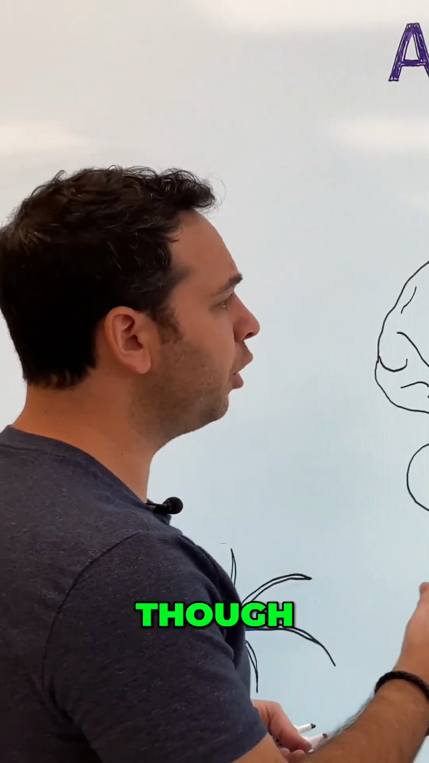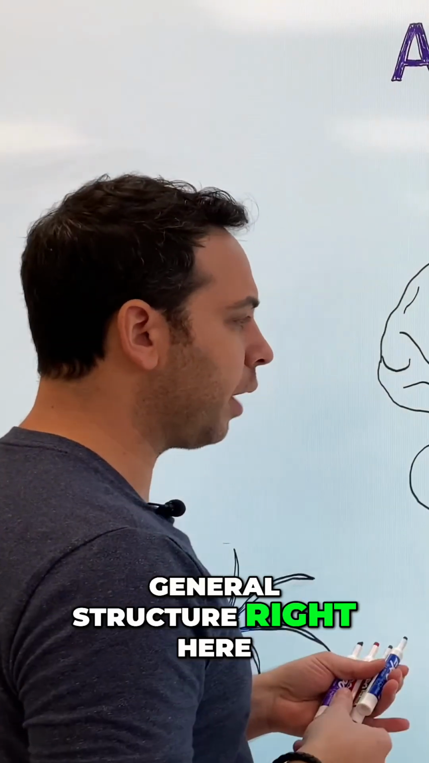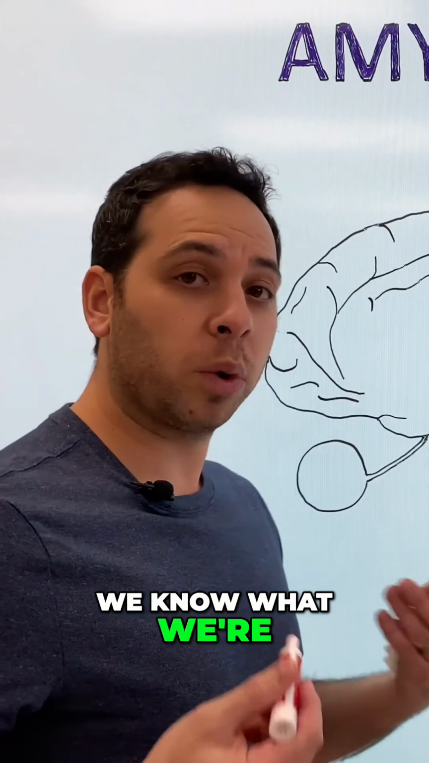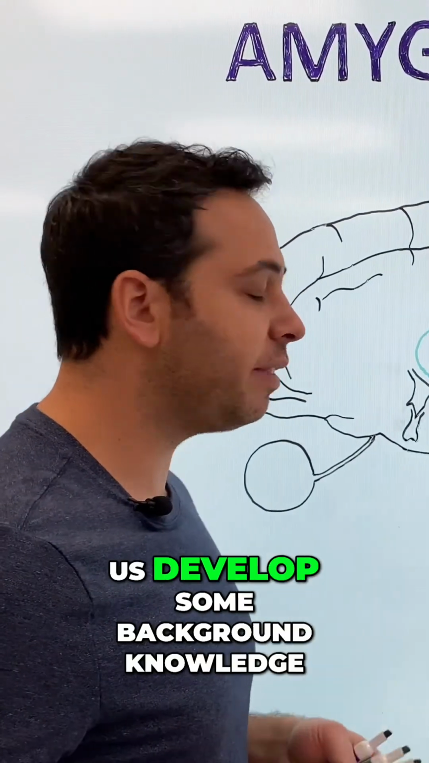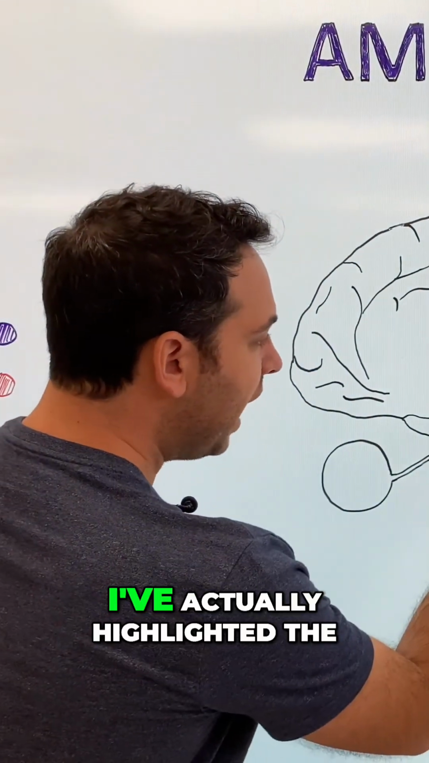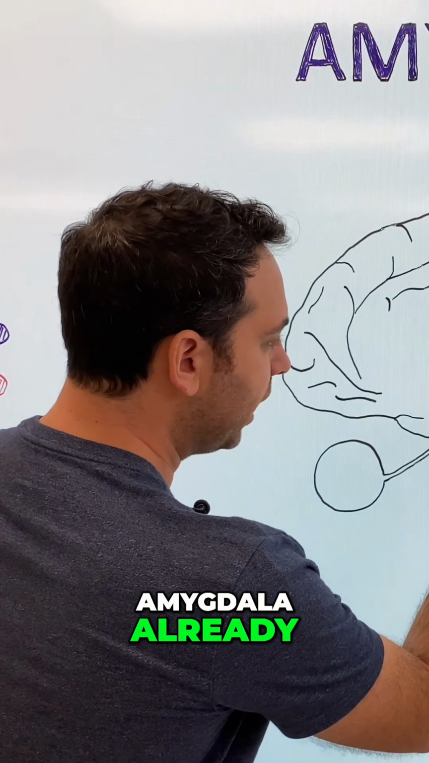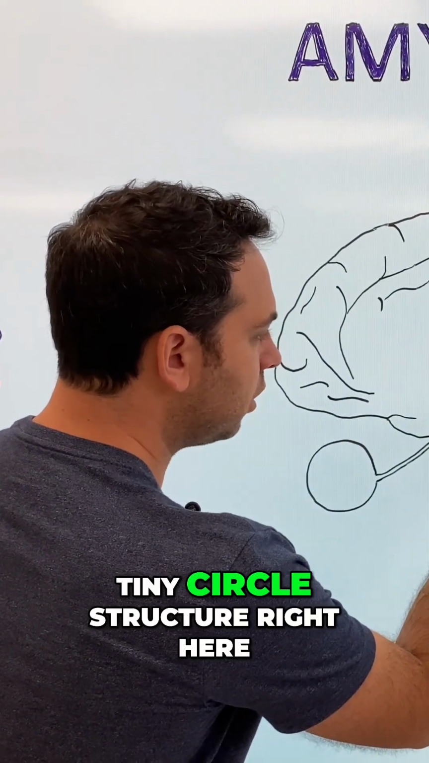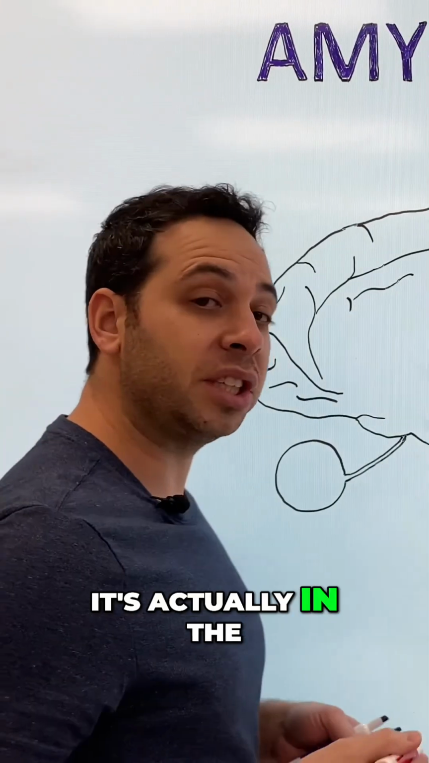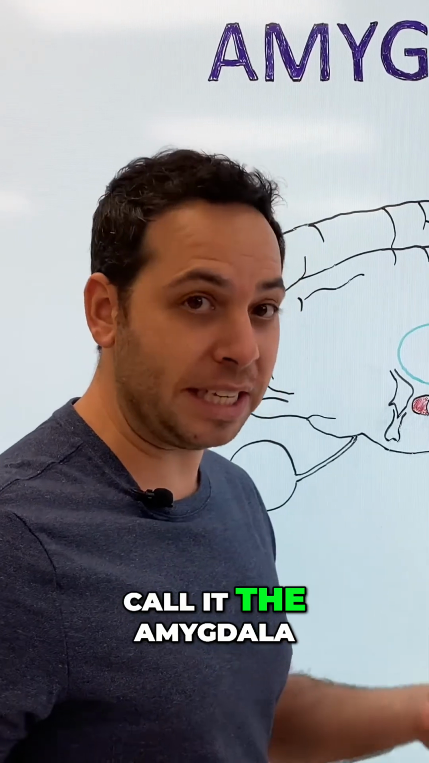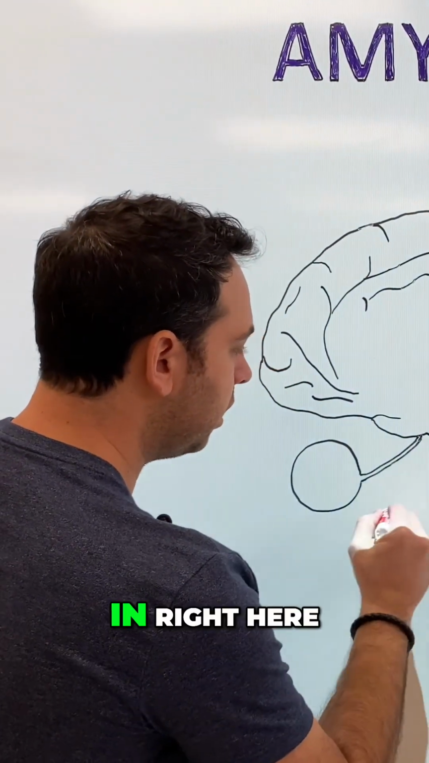The first thing I want to do, though, is start with this general structure right here. Let's just make sure we know what we're looking at, and this will help us develop some background knowledge. Now, I've actually highlighted the amygdala already. You'll notice it's this tiny circle structure right here. It's actually in the shape of an almond, which is why they call it the amygdala. And let's write that in right here.